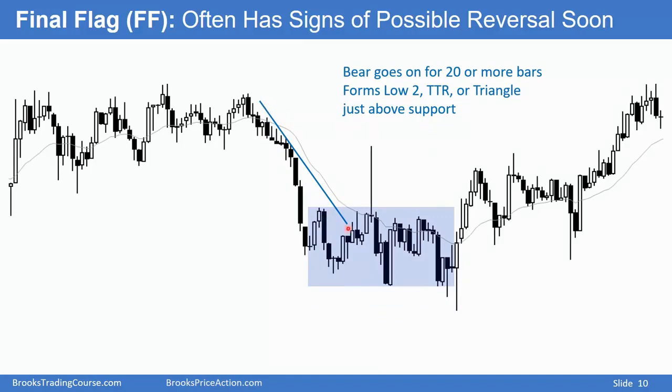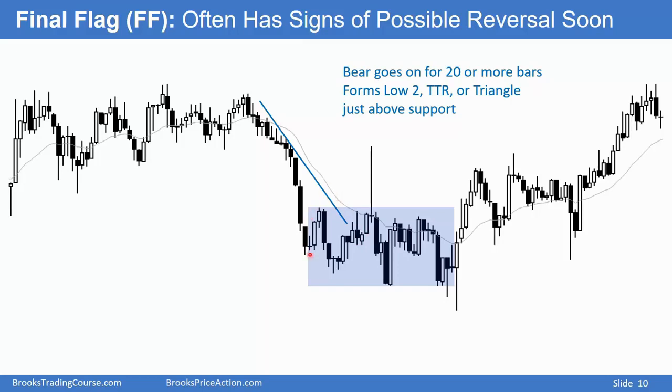Bear trend, pretty good break above the top of the trend line. The trend lasted 20 or more bars. We have a low 2 here, low 1, low 2. You can also call this a double top bear flag, and that is also a low 2 short. So some kind of a horizontal range after the bear trend has gone on for 20 or more bars.